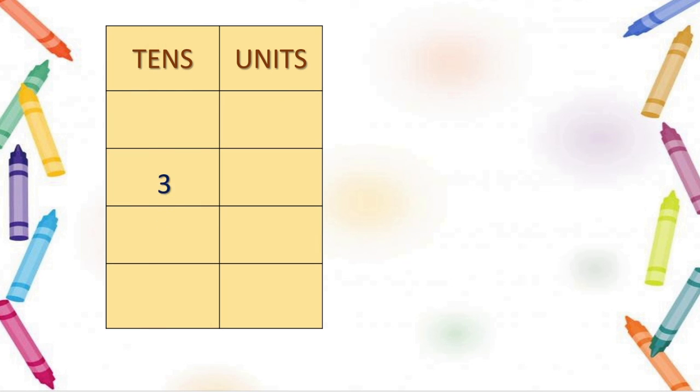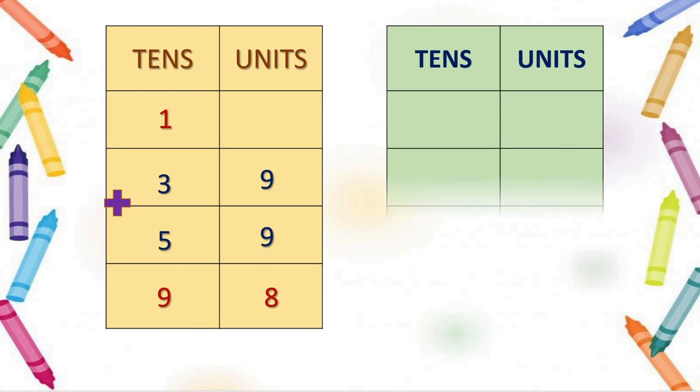Okay, see here one more. 3 tens 9 units plus 5 tens 9 units. Here 9 plus 9, how much? Yes, 18. Very nice. Let us write 8 here, and 1 is carried over to the tens place, and here 1 plus 3 plus 5. Yeah, 9. Very good. Our answer is 98.